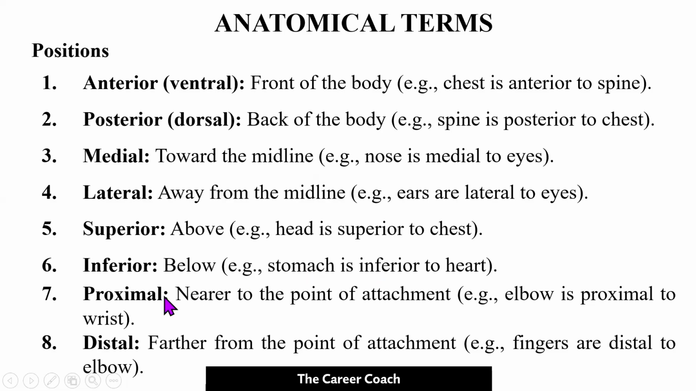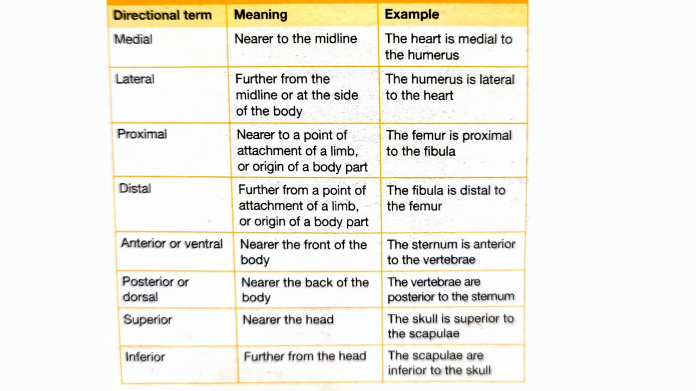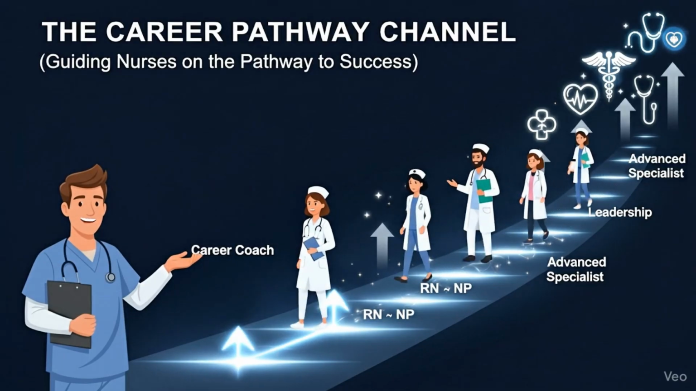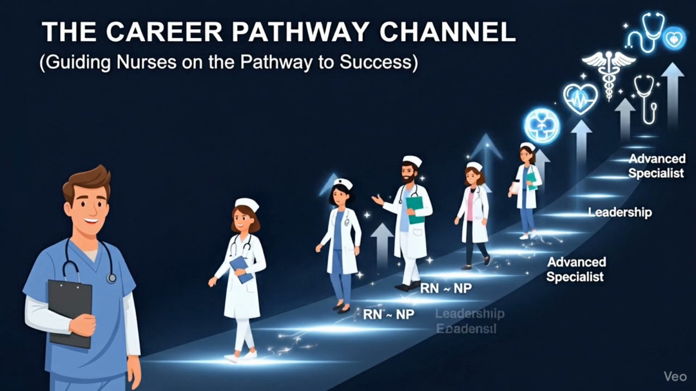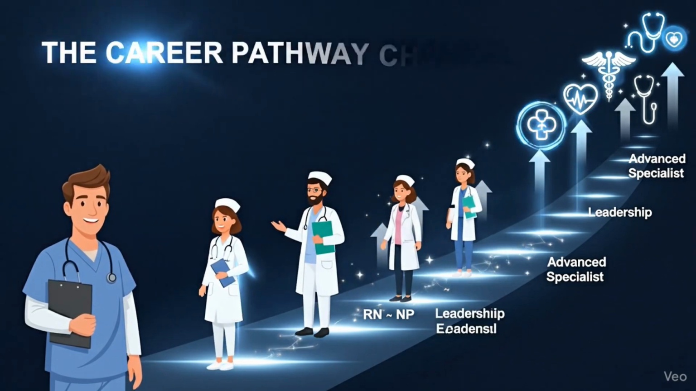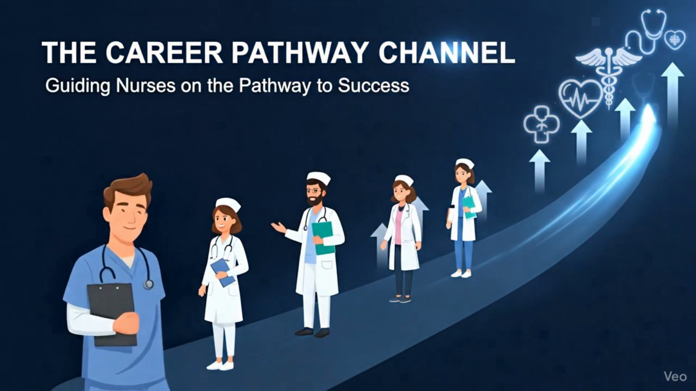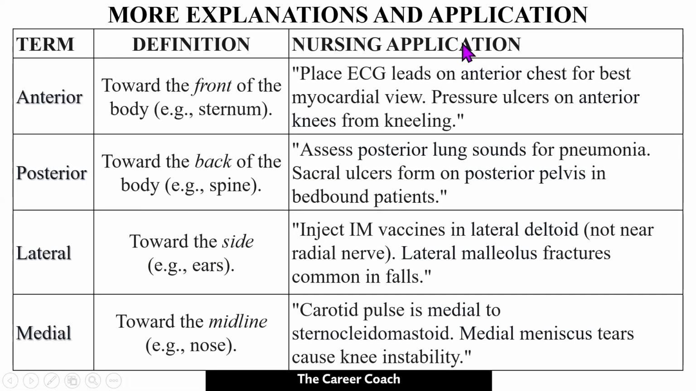7, proximal. Proximal means nearer to the point of attachment. Example, you can say the elbow is proximal to the wrist. Number 8 is distal. Distal means farther from the point of attachment. For example, you can say the fingers are distal to the elbows. These are words used to indicate positions in anatomy. As a form of summary, let's look at more explanation and applications. We'll look at some terms, the definition, then nursing application.